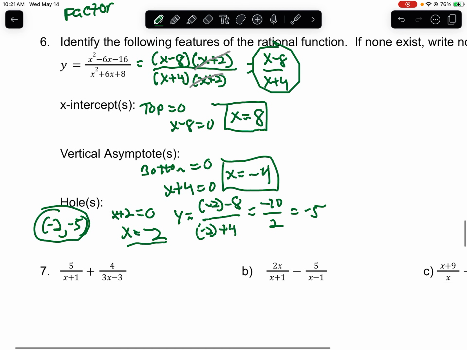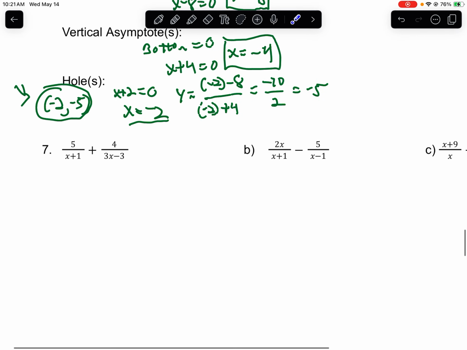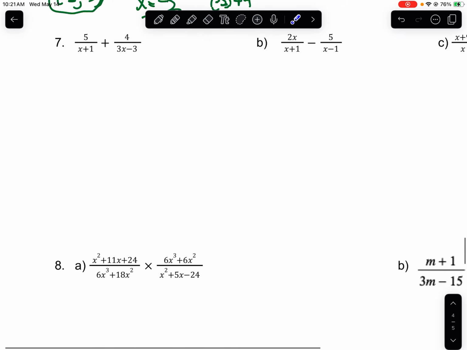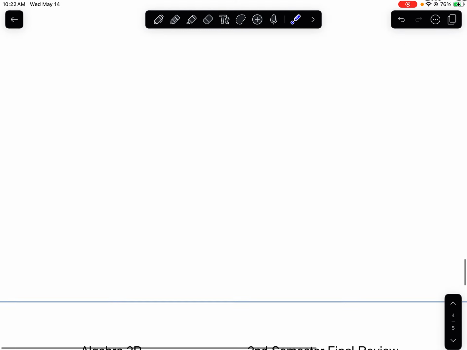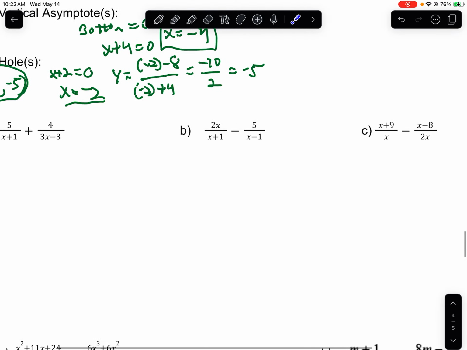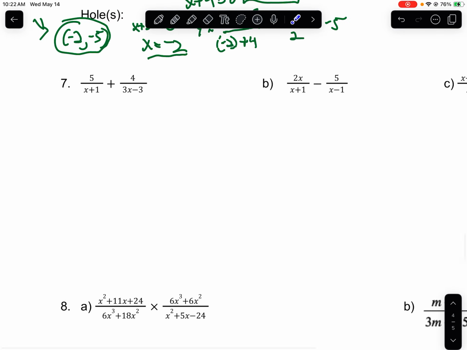Okay, but I want you to find the y value. And again, all you've got to do is, after you reduce the fraction and get this, plug in the x value of the hole, which is x equals negative 2. All right? So, the next one, we'll do a, b, and c. That's 8, and we got 10. So I'll get through 7 and 8, and then I'll stop this video and do the last video.